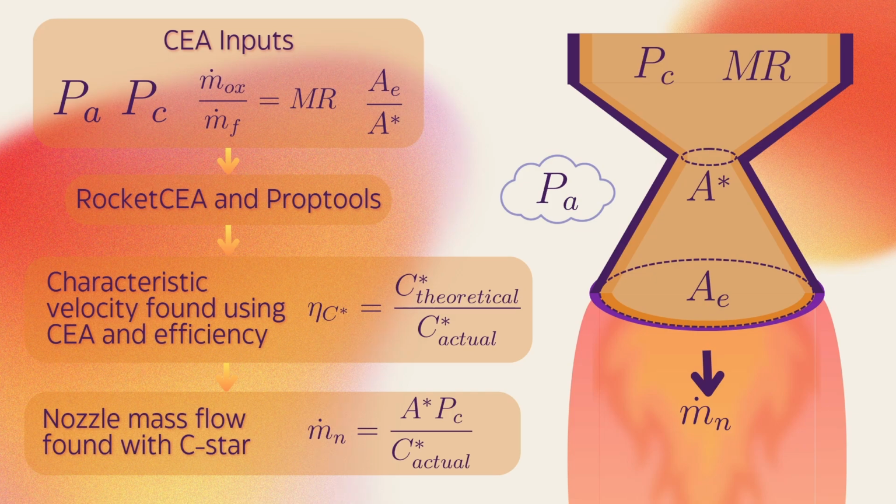But basically we take that theoretical C star and we use an efficiency called the C star efficiency, which represents that maybe your propellants don't fully react, or there could be some losses due to friction from the nozzle or something. And then the mass flow rate is found using C star. In this case, you can think of it as the exhaust velocity at the throat. A star is the area of the throat of the nozzle. To get the mass flow rate, you do A star times the chamber pressure over C star.